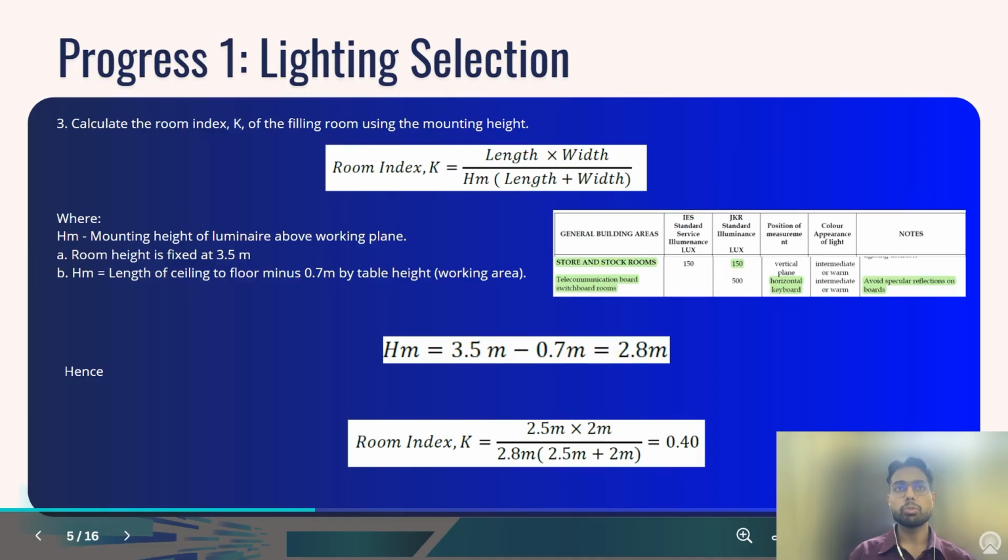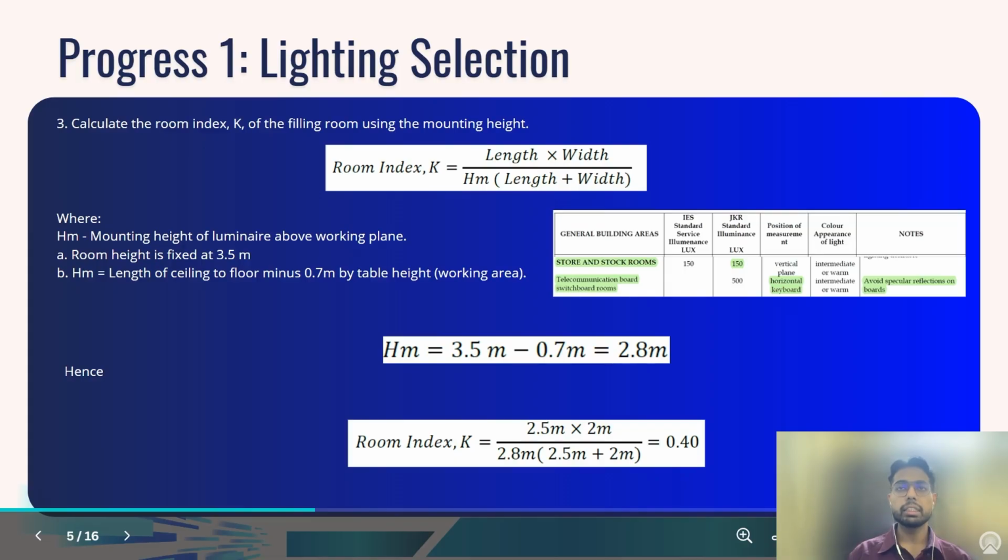So where do I determine the room height of 3.5 meters? By referring to the side drawing of the SMK tender. From there, I can determine that the room height is about 3.5 meters, hence the length of ceiling to floor minus the table height of the working area.